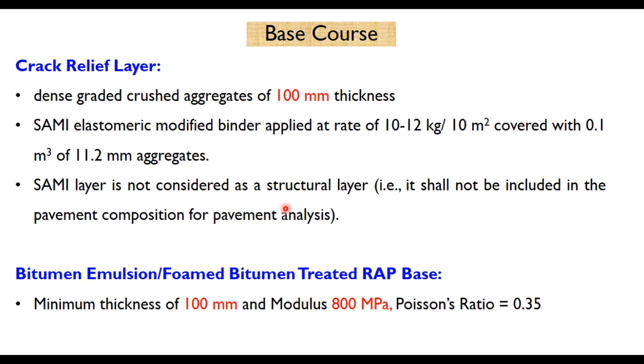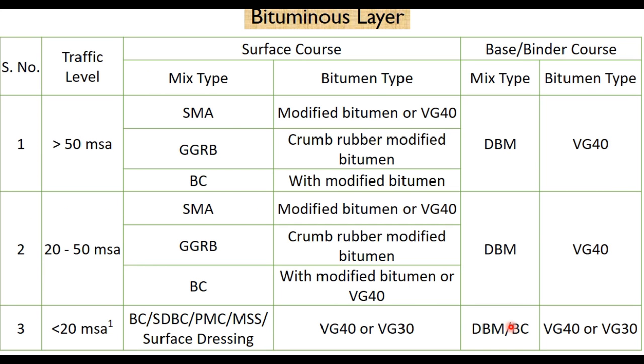The RAP material, with or without virgin aggregates, treated with foam bitumen or bitumen emulsion can also be used as base material, and in that case the minimum thickness will be 100 millimeter and the modulus value will be 800 MPa. The Poisson ratio for this can be 0.35.